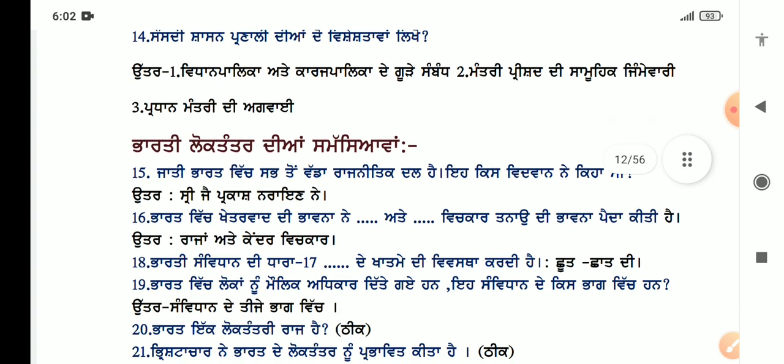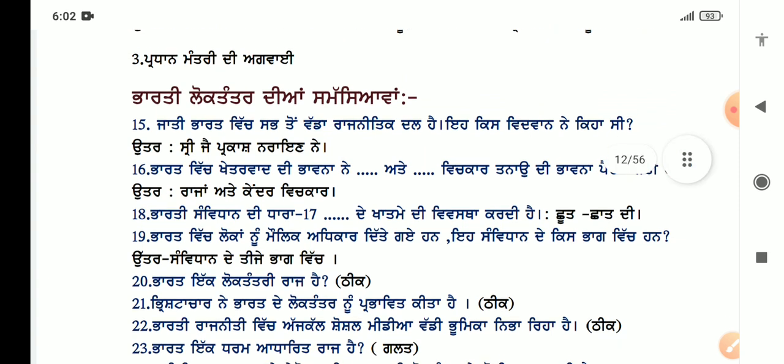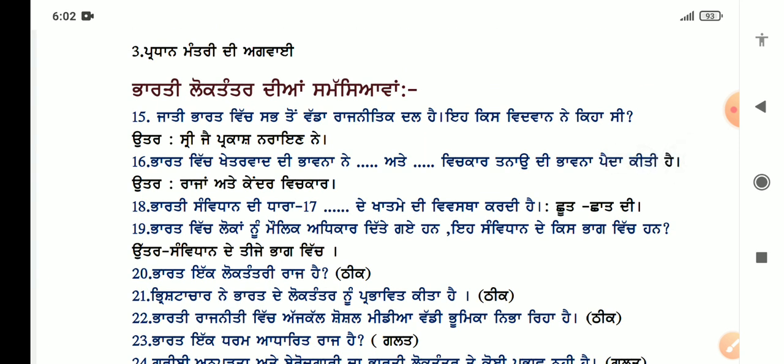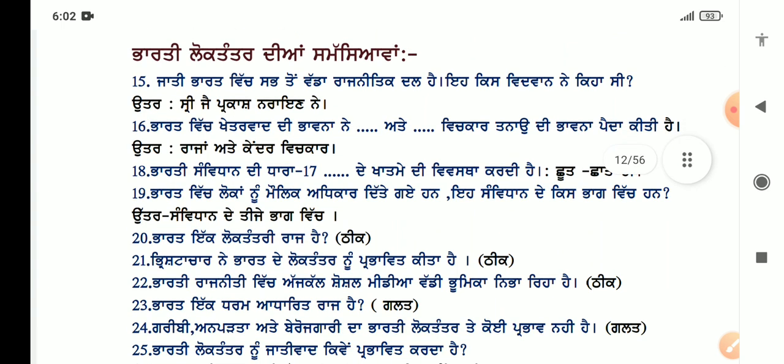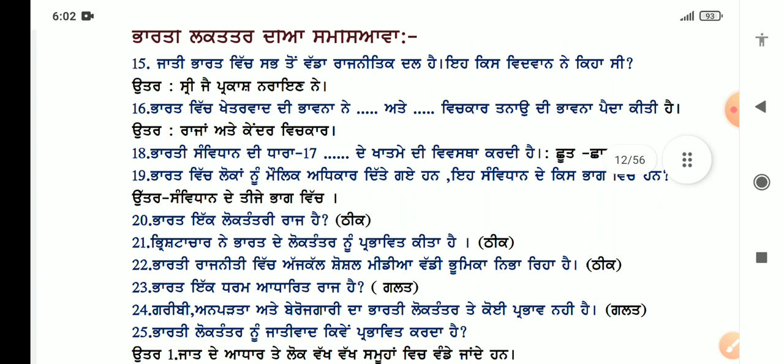Next chapter is challenges and problems in Indian democracy. Question is, caste is the biggest political party in India. Whose statement is this? It is Shri Jayaprakash's statement. In India, the feeling of regionalism has created tension between who and who? Two blanks are there: between state and the center.